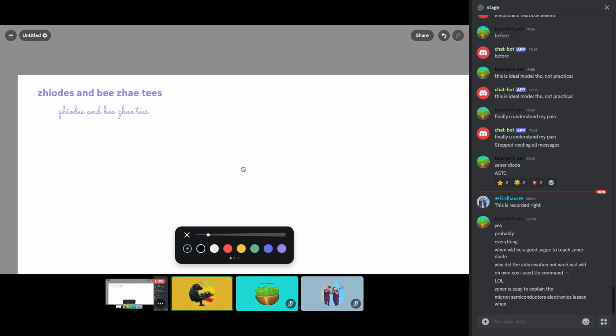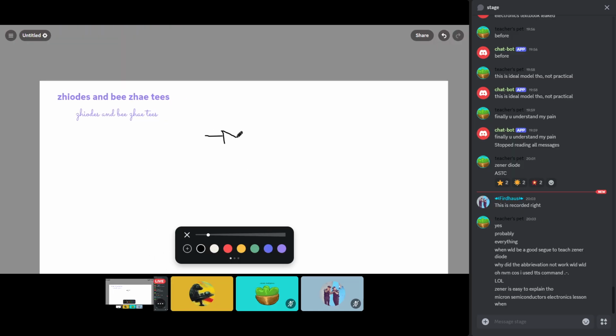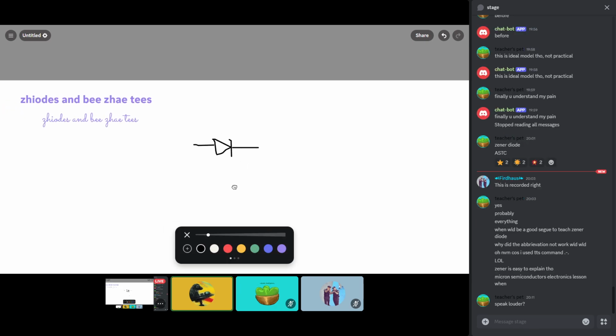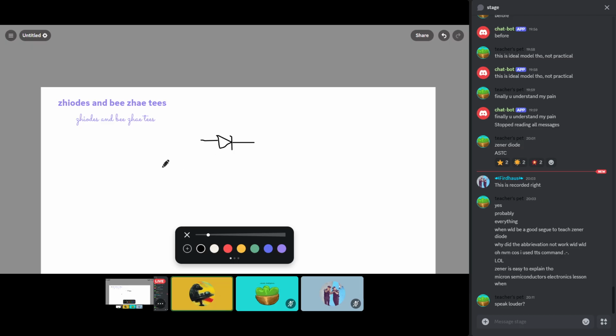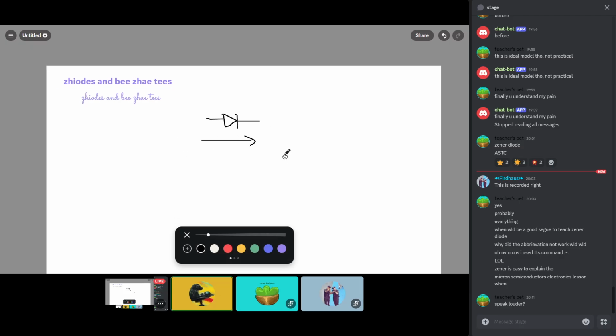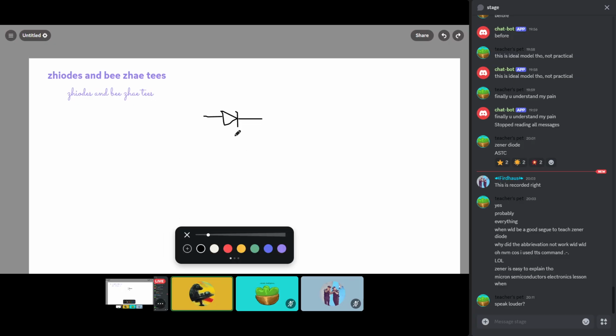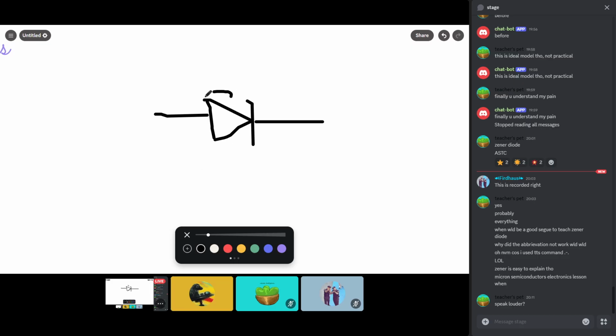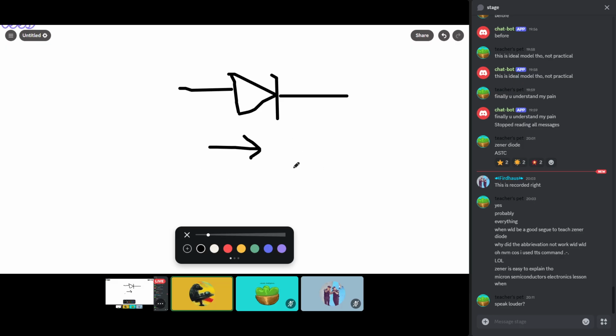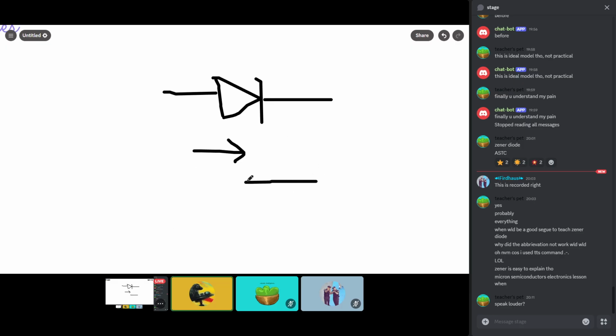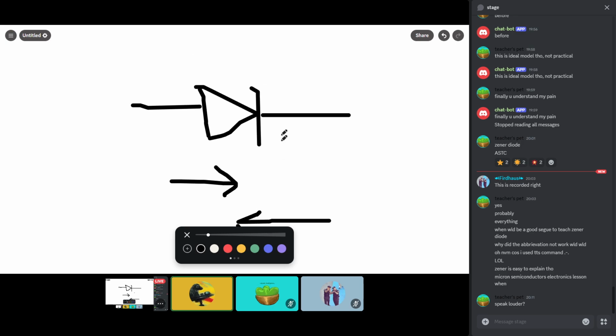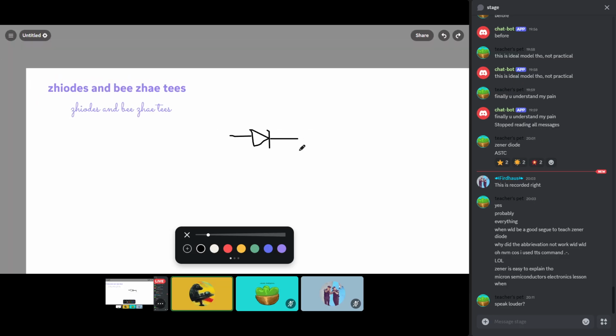A diode, right, is an electrical component. Let me just draw it out. Okay, and a diode simply, right, allows current to flow very, very easily in one direction, but resists the current in the other direction. And to identify this direction, you can just look at the symbol. You can see that this looks like an arrow, right? And it's pointing in this direction. So it allows current to flow easily to the right, and it resists the current flowing to the left because the current is blocked by this bar. That's just an easy way to remember it.